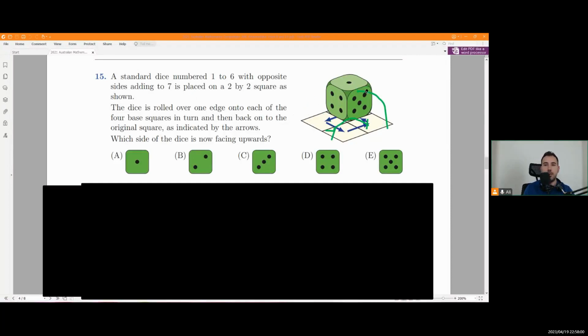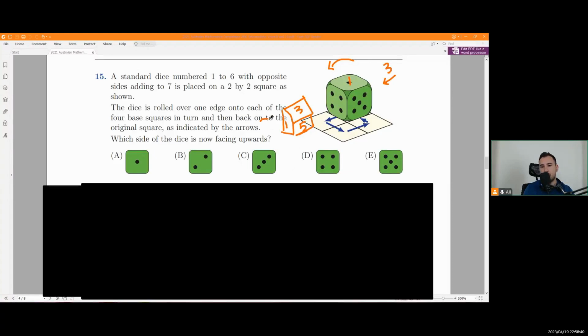But what does the question want? What side of the dice is now facing upwards? Okay, so let's just see. When we go here, let's do a little drawing here. Do you agree? This will be 1. When we roll here, this would be our 1. And when we do it here, the number over here was 3. So 3 would be on top. This 5 wouldn't change. Do you agree?